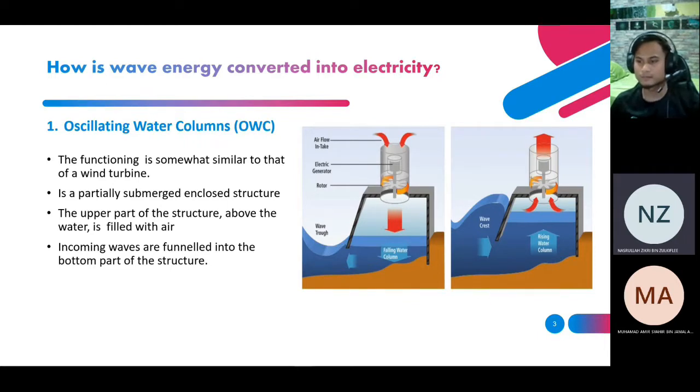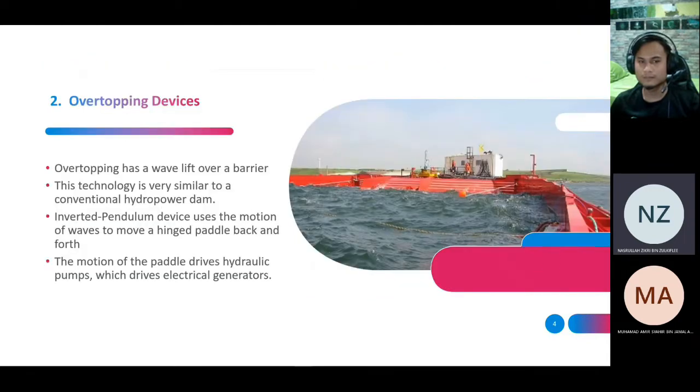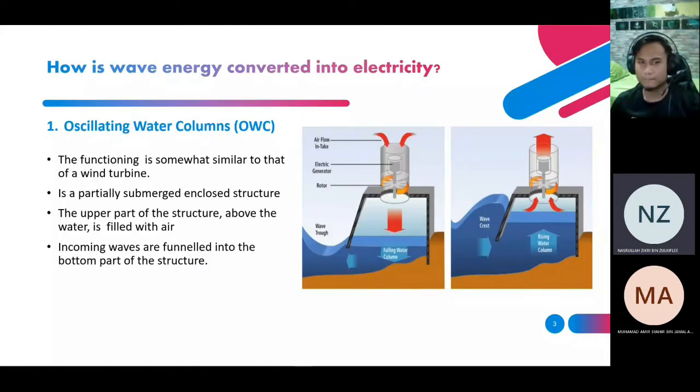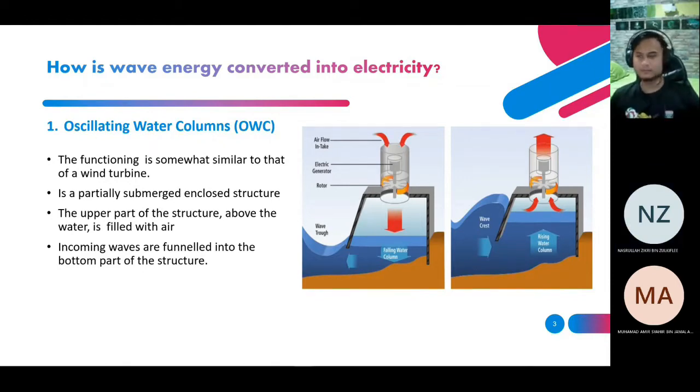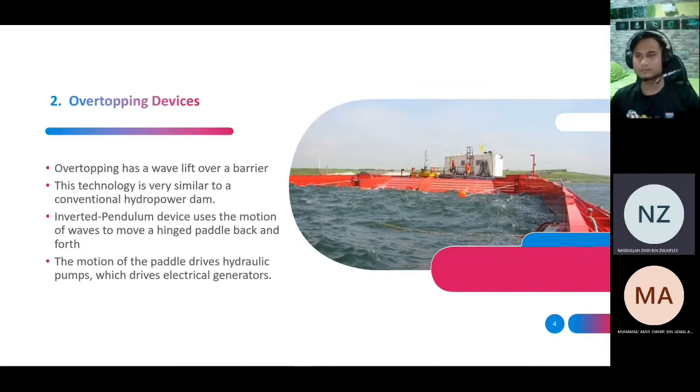The upper part of the structure above the water is filled with air, and incoming waves are funneled into the bottom part of the structure. When the wave comes through the structure, it causes the water column to rise and fall with the wave. This causes the air in the top of the structure to pressurize and depressurize. So the piston pushes and pulls air through a connected air turbine at the top of the structure, converting the energy.